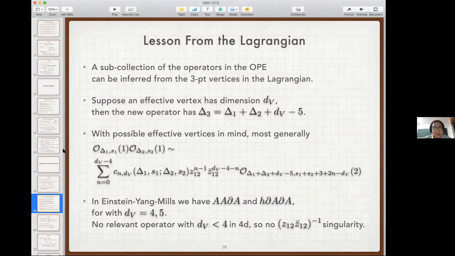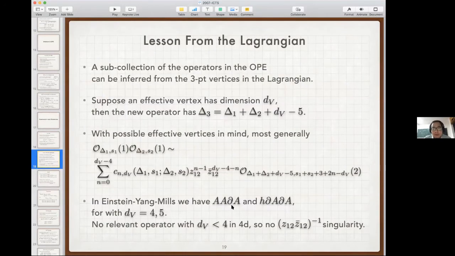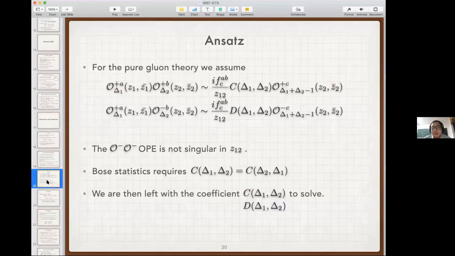Okay? So let's be more specific. Suppose we just look at the pure gluon theory. So in other words, for the three-point vertices, we only have this one. And then we can make an ansatz. Of course, the gluon operator should be distinguished between the positive helicity and the negative helicity ones. Here there's only the Z12 pole, and we do not have the Z-bar 12 pole. But here we are going to only explore the holomorphic OPE limit. So this is the leading part of the OPE, and there should be other things, but right now we are not interested in them.